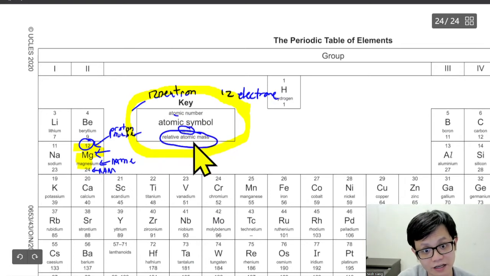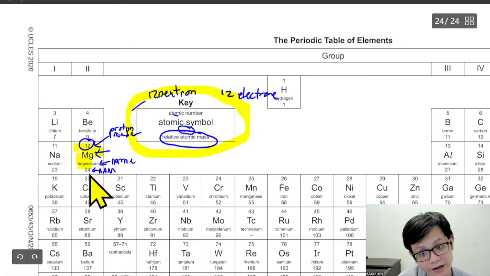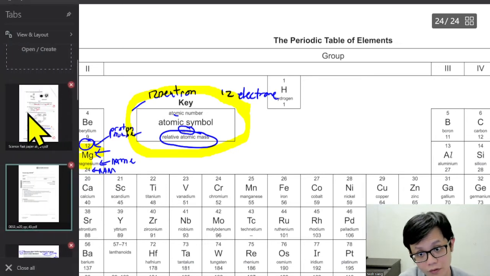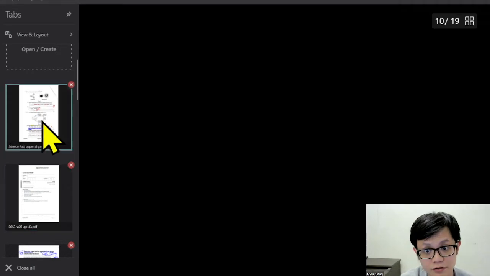Here the relative atomic mass is for calculations in chemistry. This number we also need to use, not to be confused with the nucleon number. Sometimes students get confused because this is also 24, so they think it means nucleon number. No, it doesn't mean nucleon number, it is relative atomic mass. Both have different functions. Relative atomic mass we usually use for calculation of moles and so on. So yes, you get 12 and 12.